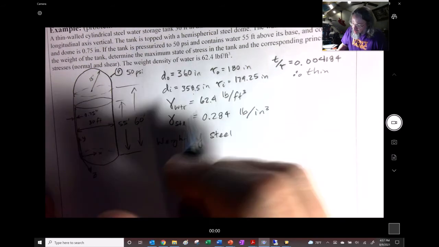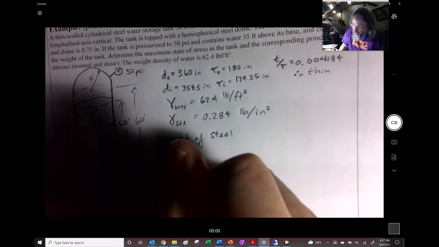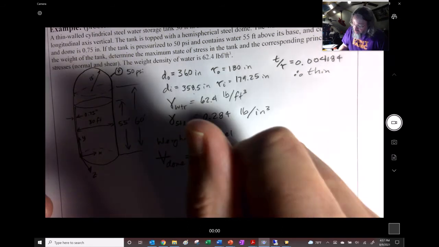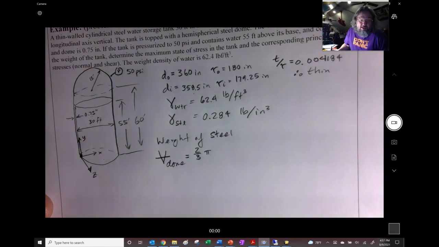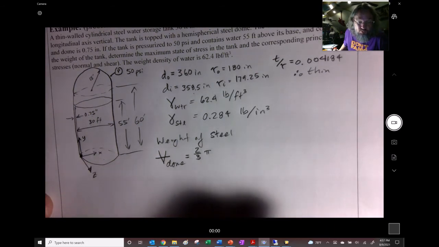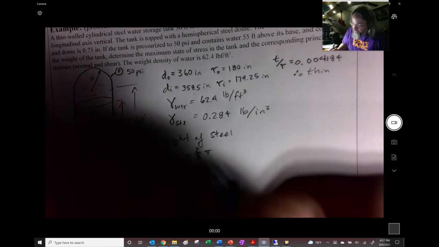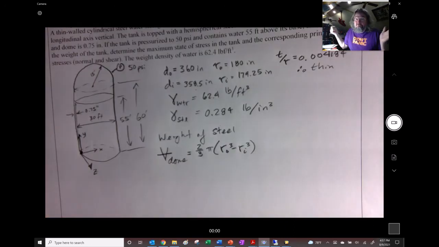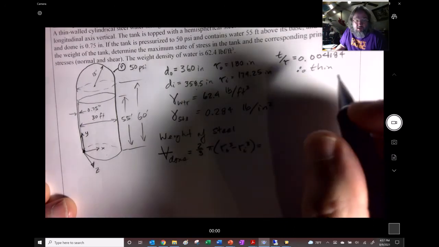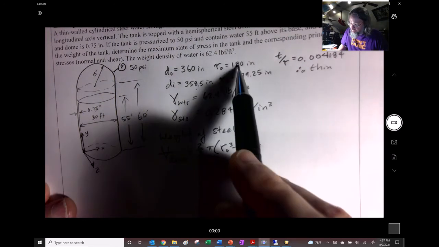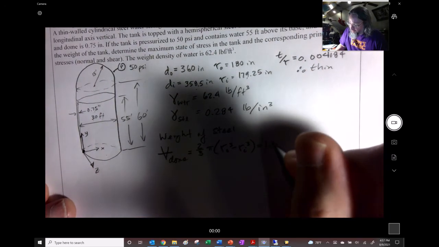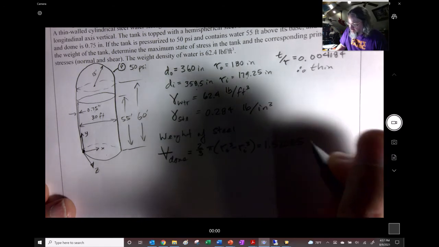Okay, I could look it up for the dome. So this is my symbol for volume right here of the dome. I looked that up somewhere and I found out for a half dome it is 2/3 pi (RO cubed minus RI cubed). I looked it up. And anyway, if we go ahead and put the 180 and the 179.25 in there, I don't need to write this out to fill it all in. 1.520 E5 cubic inches.